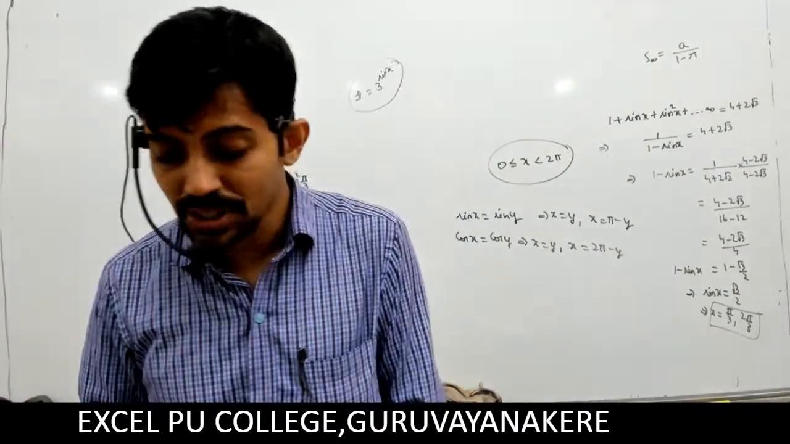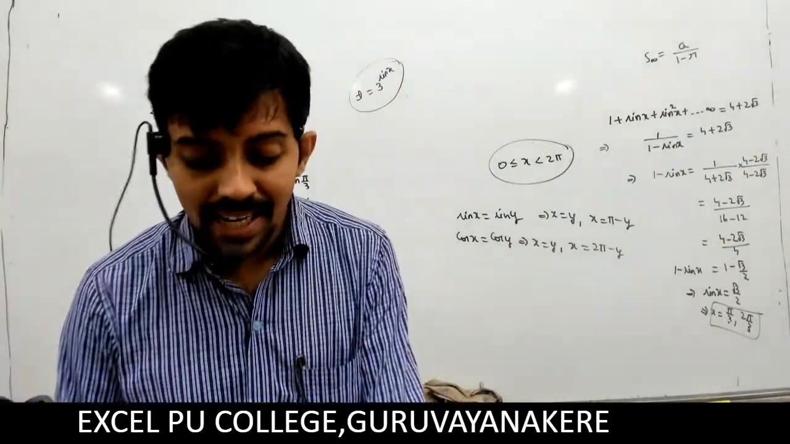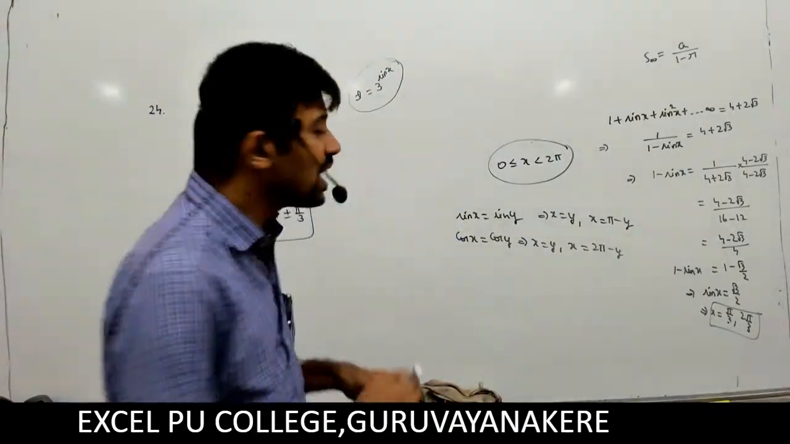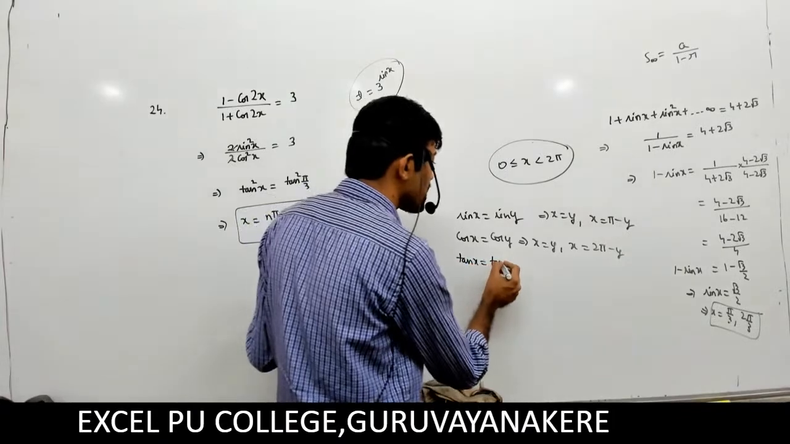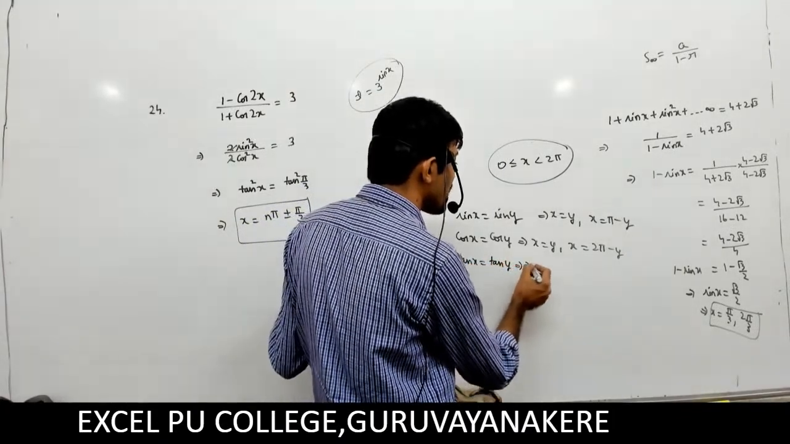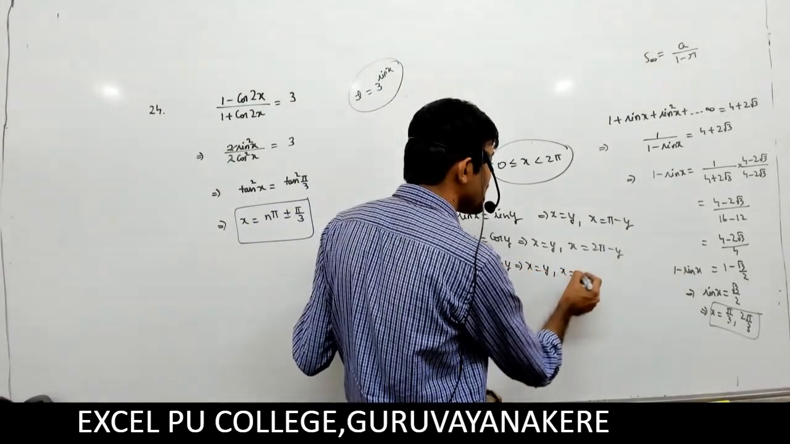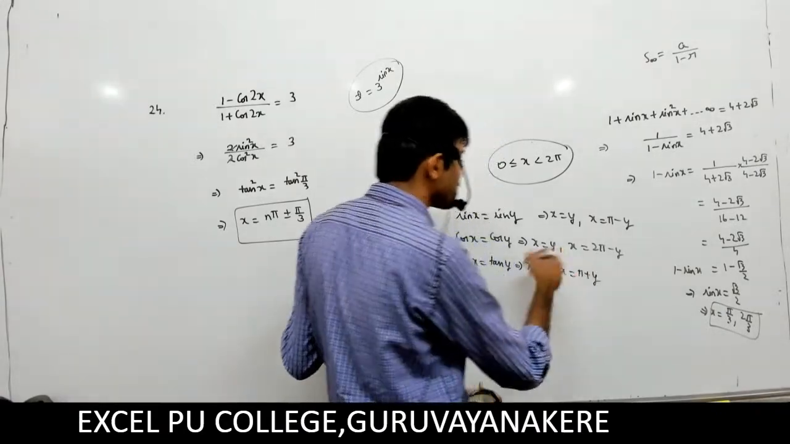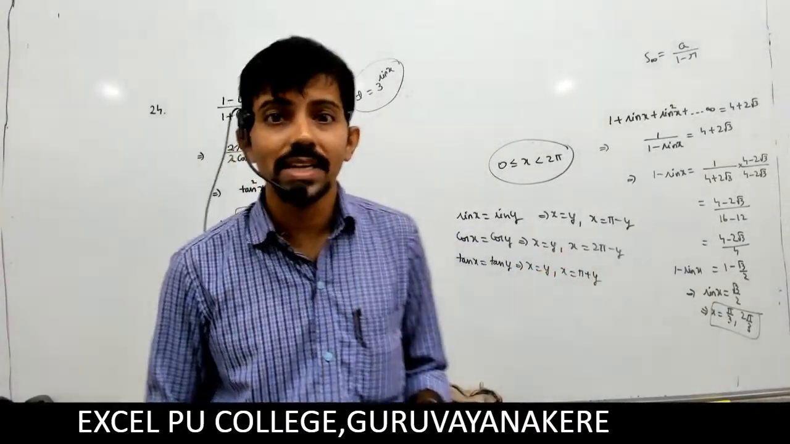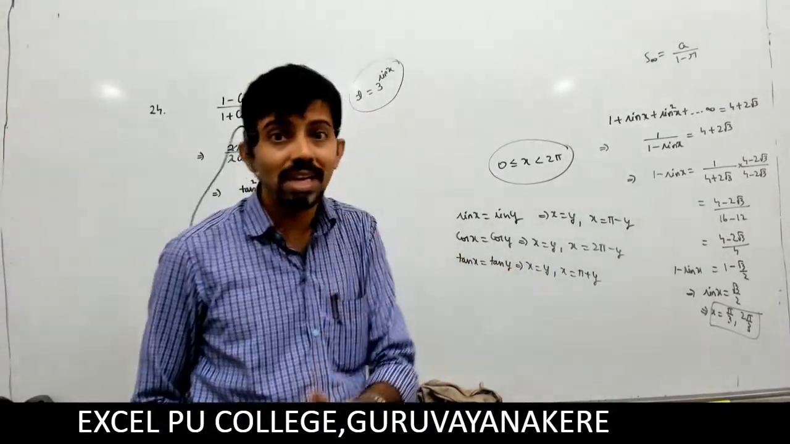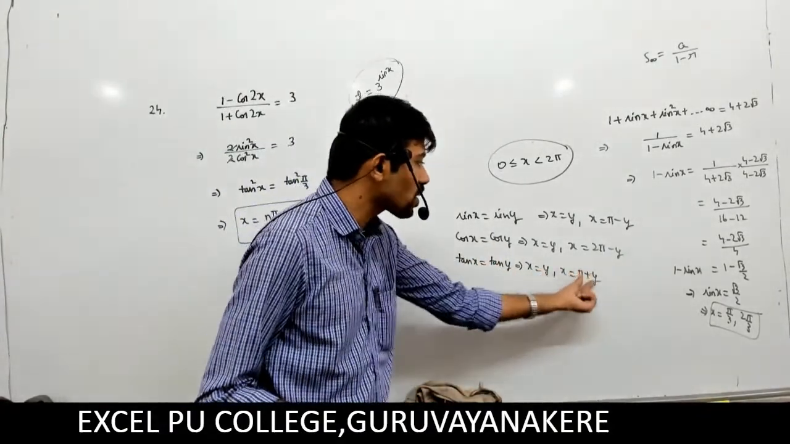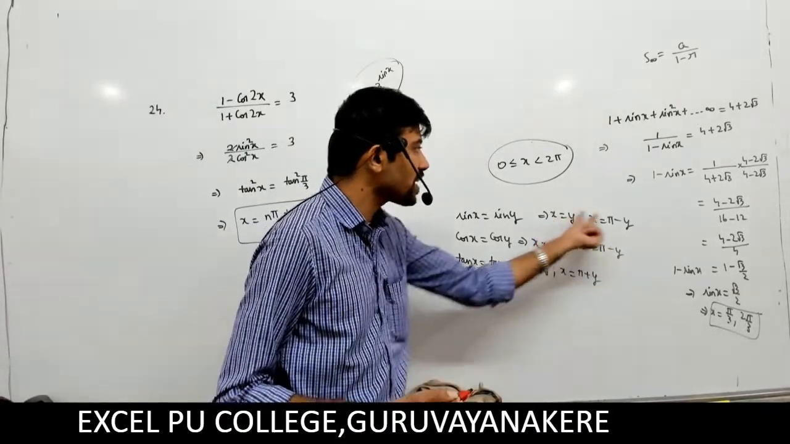The cos function is positive there. Suppose I give tan x equal to tan y. Where is the tan function positive? The tan function is positive in the first and third quadrant, right? So tan x equal to tan y means x equal to y or x equal to pi plus y. First quadrant and third quadrant. First quadrant, fourth quadrant. First quadrant, second quadrant.